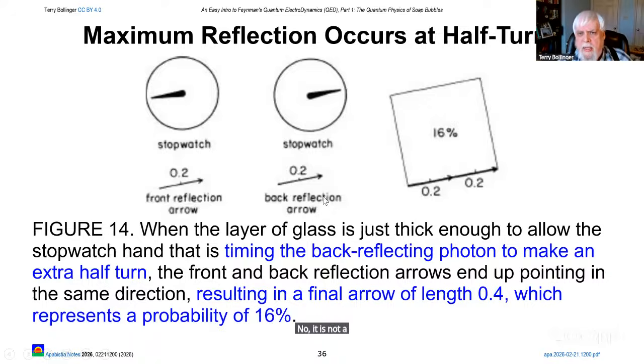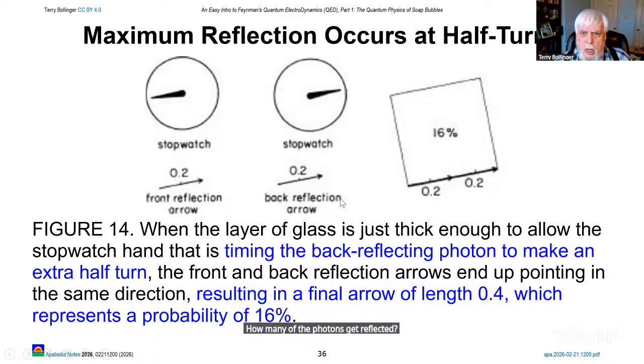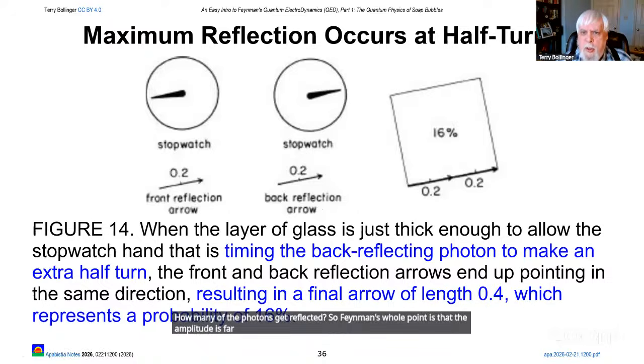And the point was that when Feynman was using them, the amplitudes are what is fundamental. The idea that the length of the amplitude has a relationship to the probability is the point. Starting from an experiment, you get a probability, or a percentage, of how many of the photons get reflected. So Feynman's whole point is that the amplitude is far more fundamental than that, and you cannot understand how these things behave looking only at the probabilities. You've stripped away the structure when you get to the probability stage.